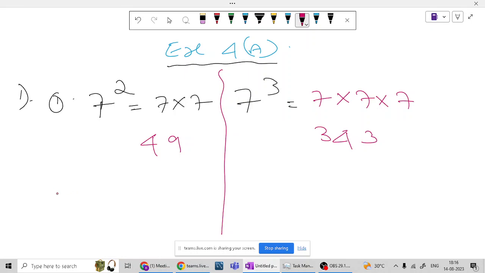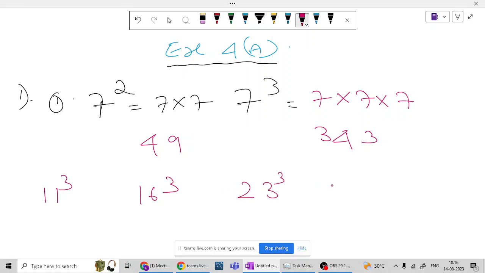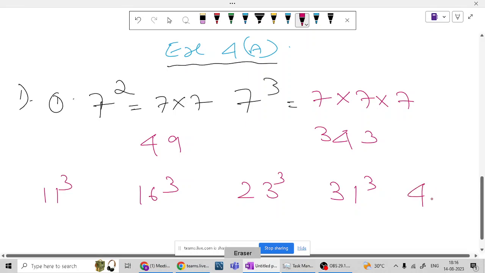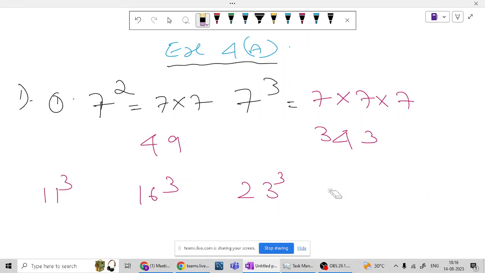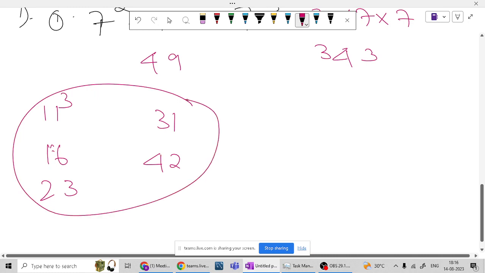So the questions are very simple. What is the second question? 11 cube. Third question, 16 cube, 23 cube, 31 cube, 42 cube. Are these the questions given in your textbook? Open page 47. Is it the same question given? Yes, sir. 11, 16, 23, 31, 42 and 54. All this you can try at home. Try it for homework. Don't waste time.